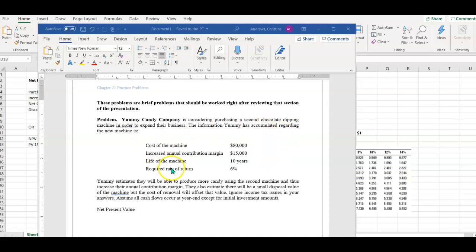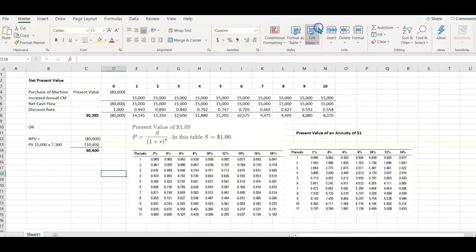They're going to purchase a new machine and they'll be able to dip more chocolate. Okay, and the machine costs $80,000. It will increase the annual contribution margin by $15,000, and it has a 10-year life and a required rate of return of 6%. Okay, we could have a million other things that happen in here, but this is all we've got. So let's look at the net present value first.